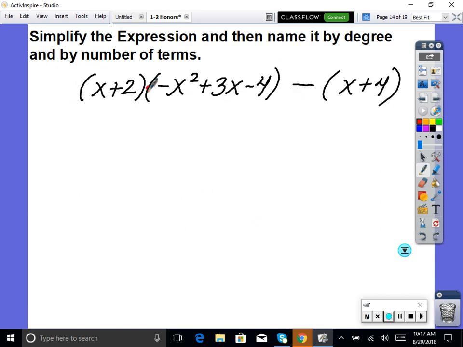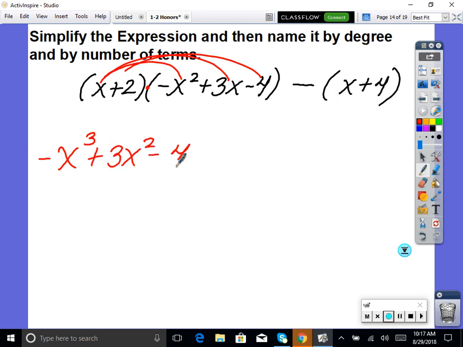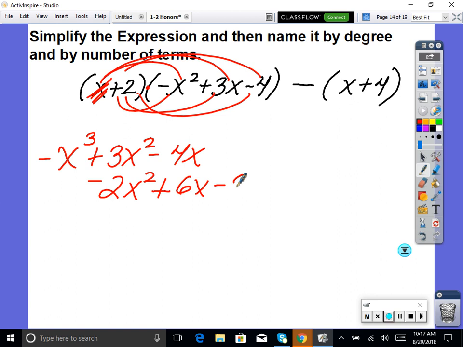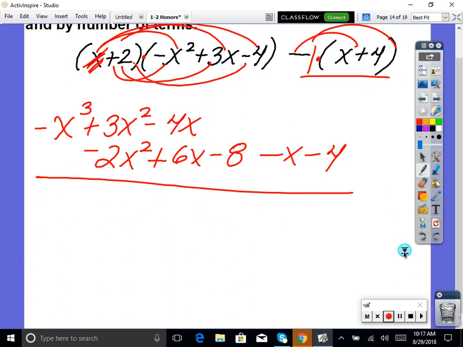Next one, watching. So this is a times sign. Shouldn't we multiply before we add or subtract? Yes. So we would distribute the x through very quickly. So we'll have negative x cubed plus 3x squared minus 4x. True? Yep. Cross that out. Distribute 2 in. So then we have minus 2x squared. True? Plus 6x and then minus 8. Then you'd say, I have negative 1 times all that stuff. Ding, ding. So then don't we have minus x minus 4? Yeah.